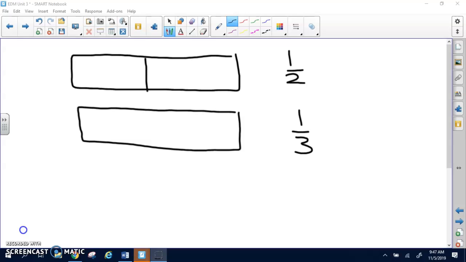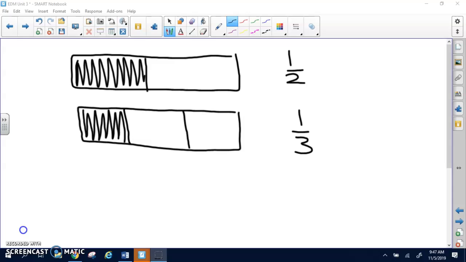So 1/2 is about this, right? And 1/3 is about this. I want you to think about the denominator here, the bottom number. Okay. What's the relationship of the size of the parts when the denominator increases? Turn and talk to your blue partner. What do you think the relationship to the size of the parts, how does it change when the denominator increases?